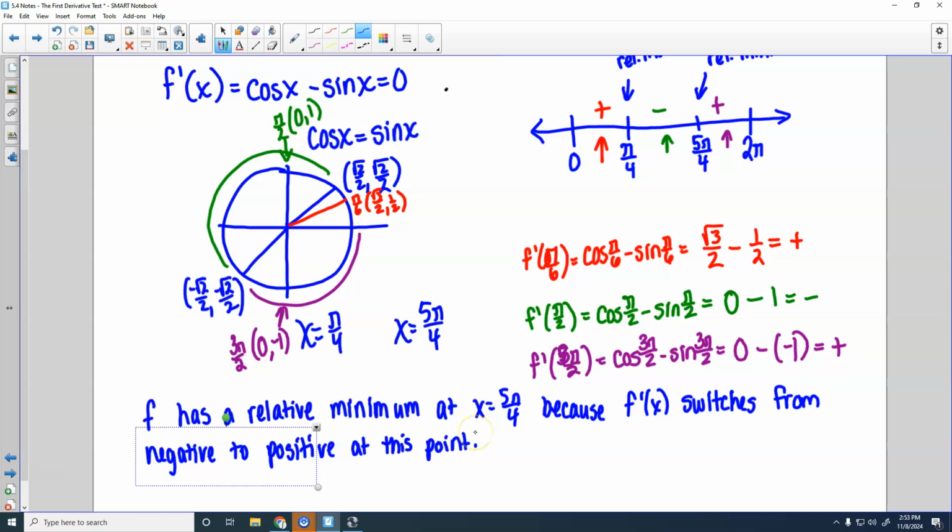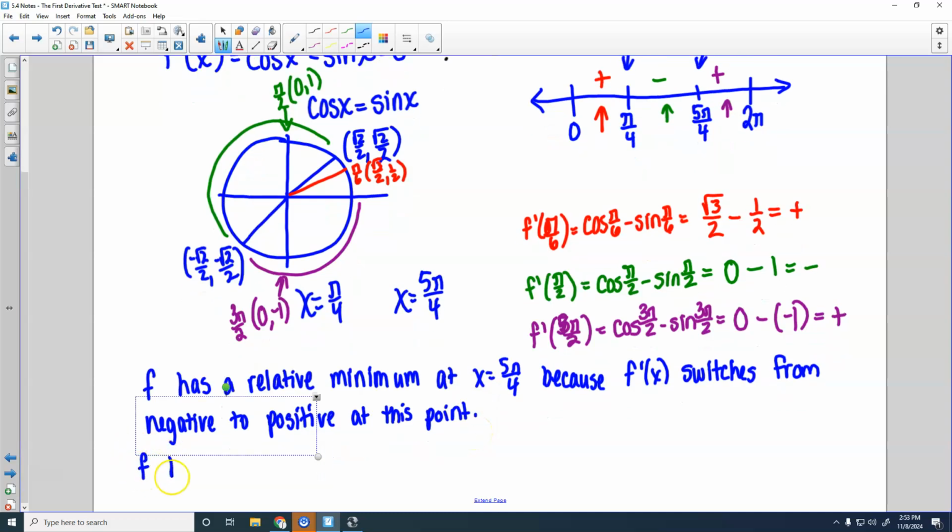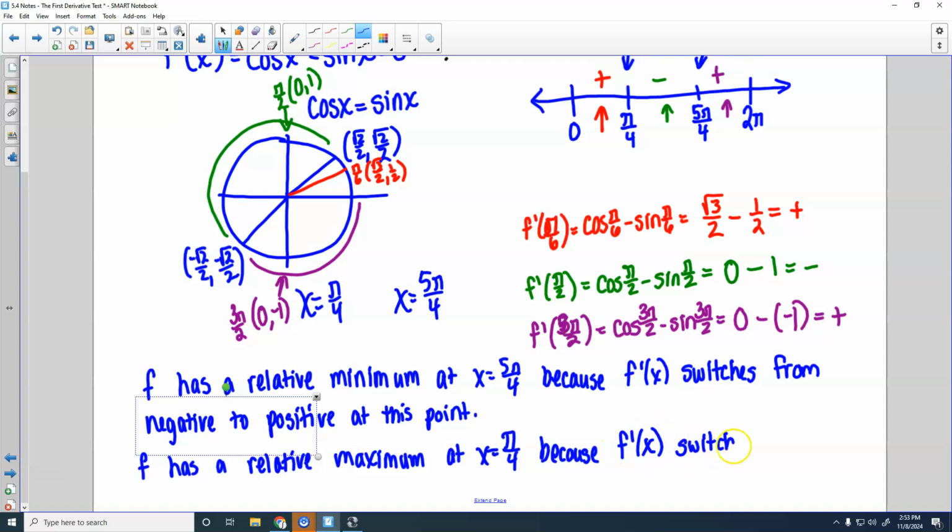And then we will have a similar statement for our maximum. So f has a relative maximum at x equals pi over 4 because f prime of x switches from positive to negative at this point. Does that make sense?